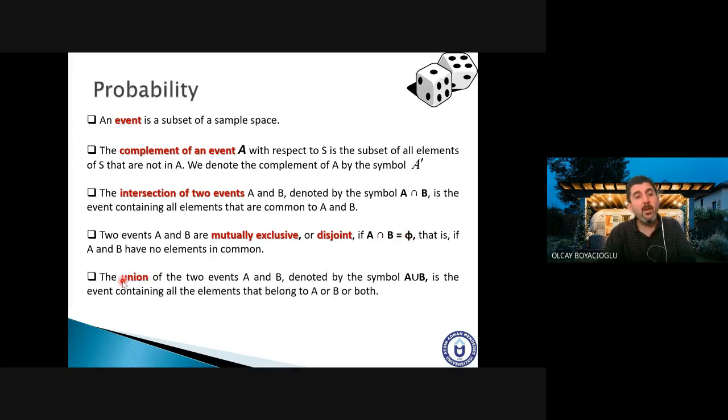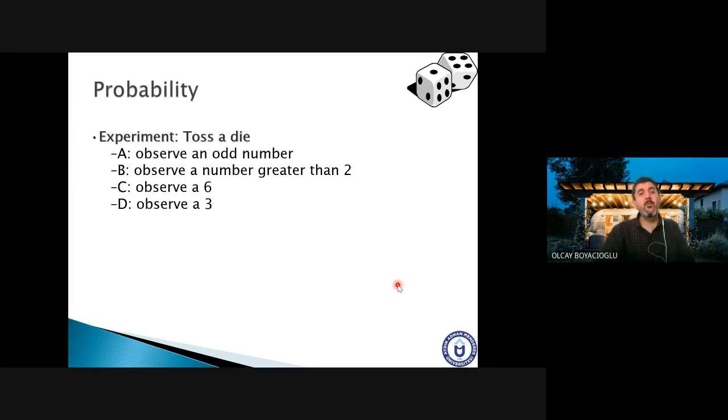All right, and also when there is intersection, there is also union. The union of A and B, the two events A and B, denoted by the symbol A union B, is the event containing all the elements that belong to A or B or both. Okay, bu da A birleşim B. Bildiğiniz ortaokul bilgisi. Now, let's look at this experiment. Our experiment is tossing a die. What are the possible outcomes? 1, 2, 3, 4, 5, 6, right? These 6 numbers are the possible outcomes.